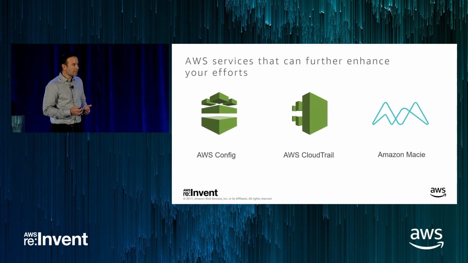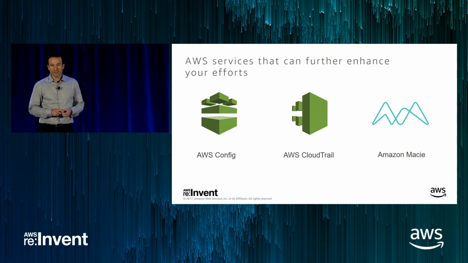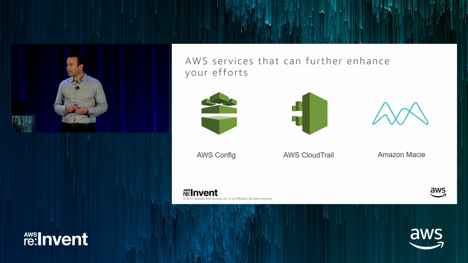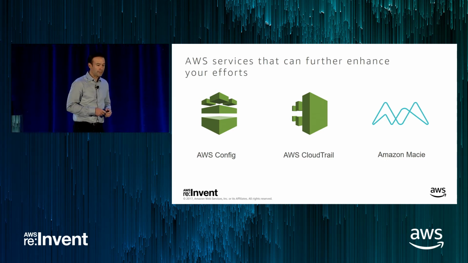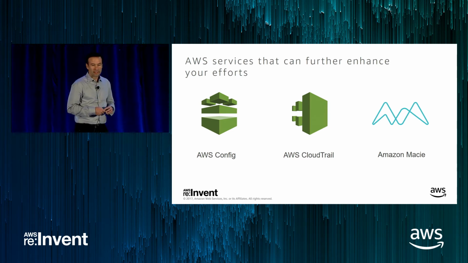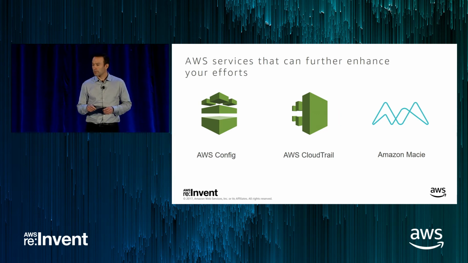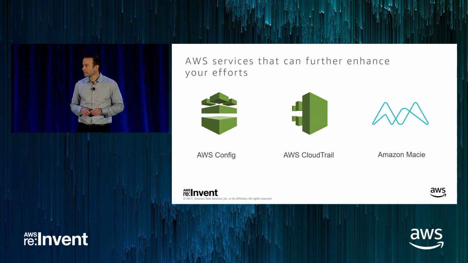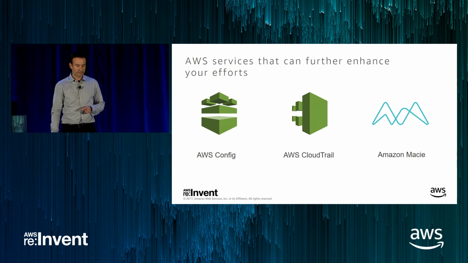So outside of S3 and the great features that S3 has provided for us, we've got a few other services that we can add on top to help us even be more proactive. And those tools include AWS Config, AWS CloudTrail, and Amazon Macie. And we'll go through each of those here with a little bit of a demo on how we can implement those to help us with this.